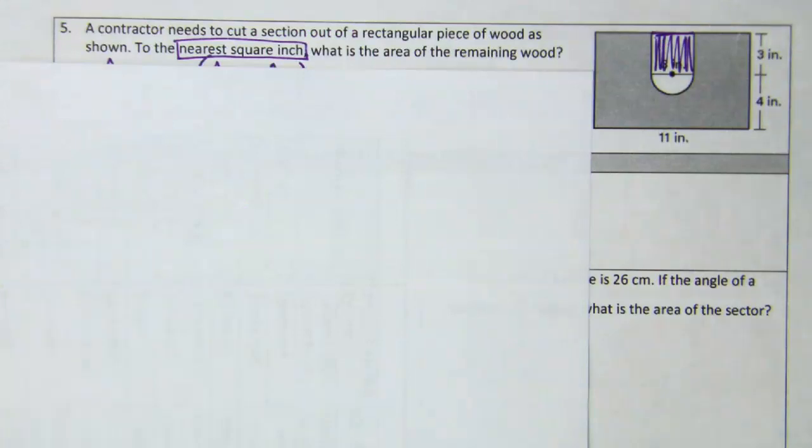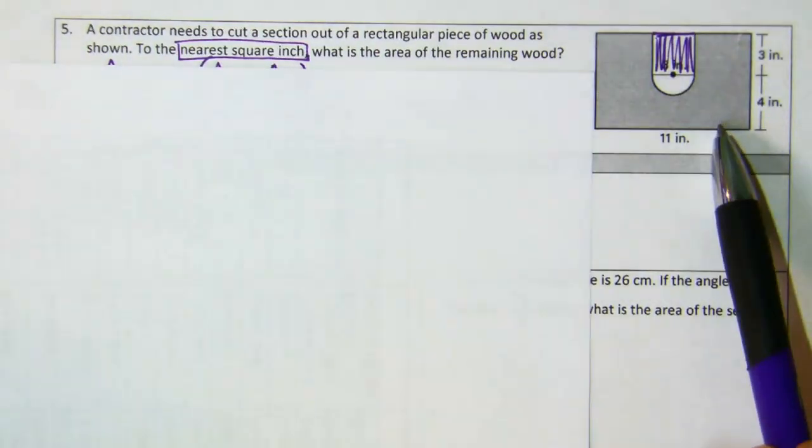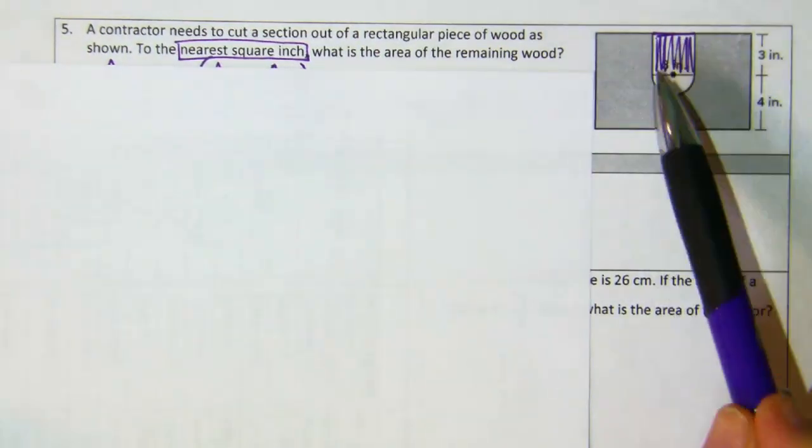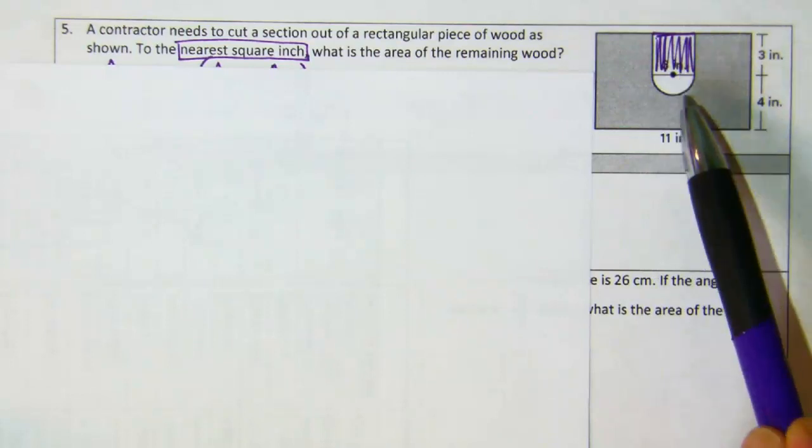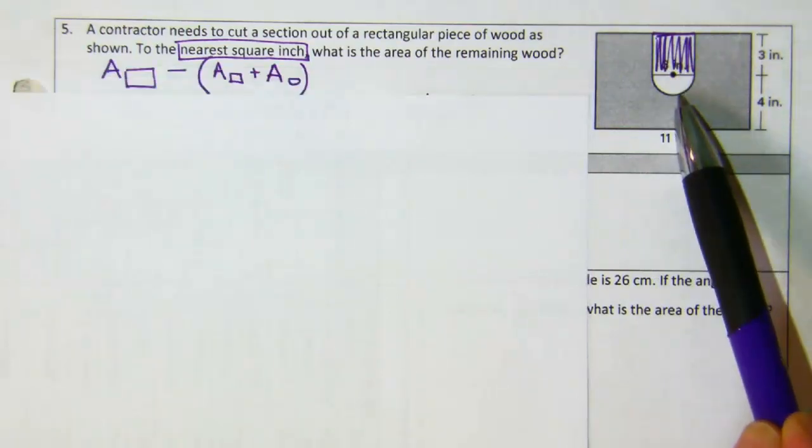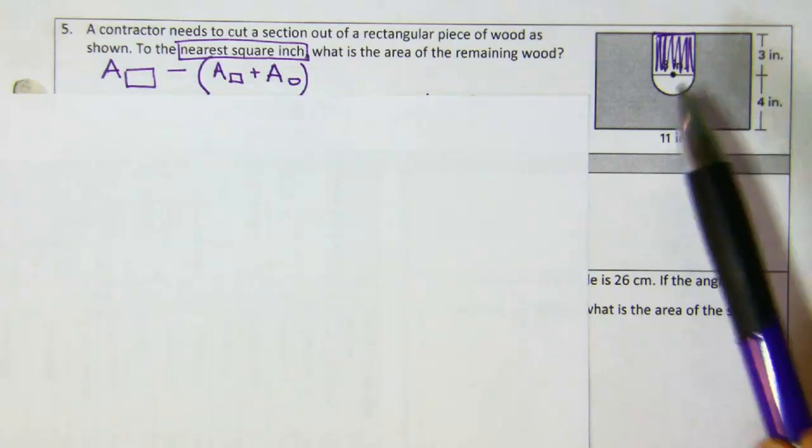Now I have flipped it over to the back of our notes, and we're going to do a quick word problem. It says a contractor needs to cut a section out of a rectangular piece of wood as shown. To the nearest square inch, what is the area of the remaining wood? Now, the first thing I want you to do is look at this picture. Everything is shaded except this little shape here and the semicircle. So what we're going to do, we're going to come up with a plan.